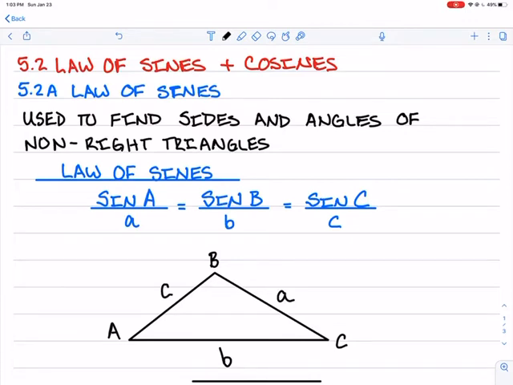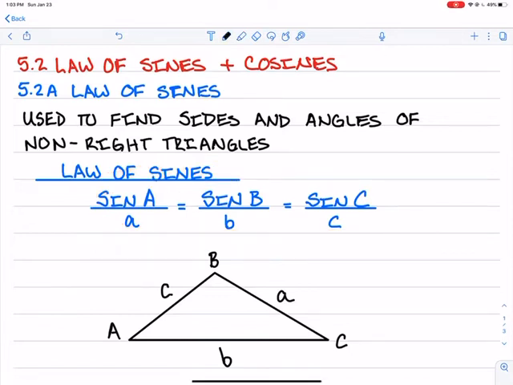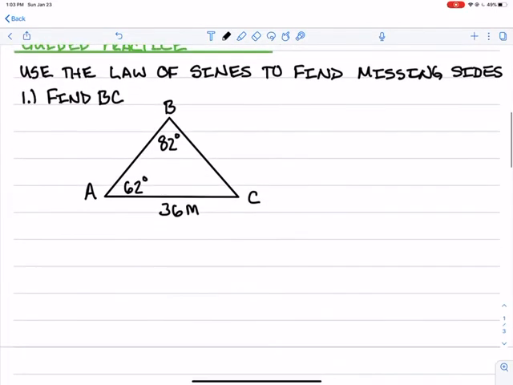Alright. Now, we're going to use this formula to find missing sides today. And one thing to know is you're never going to need all 3 pieces. I won't need the A's, the B's, and the C's. I'll only need 2 pieces, and it just depends on what they give me and what I'm looking for. And it'll make more sense once we look at this first example.